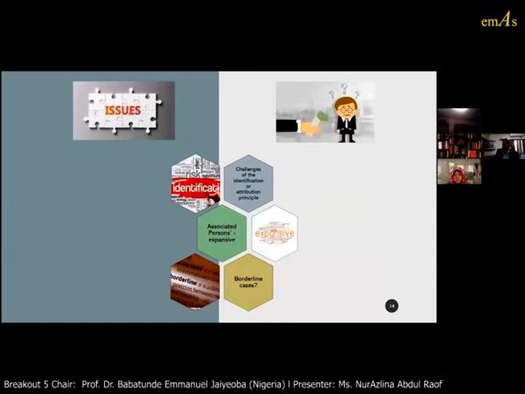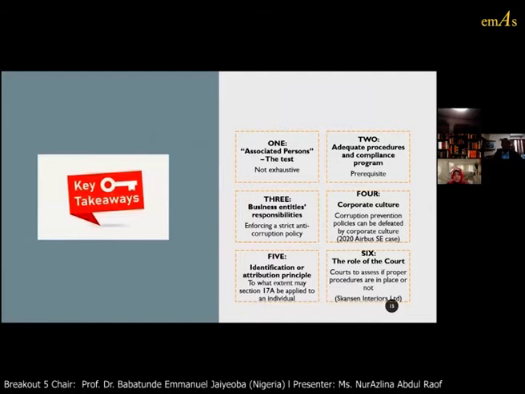So what are the challenges? The challenges to identification of the associated persons is, firstly, the identification or attribution principle. Second, the definition of associated person is not exhaustive, as well as what happens in borderline cases. What will the court decide?